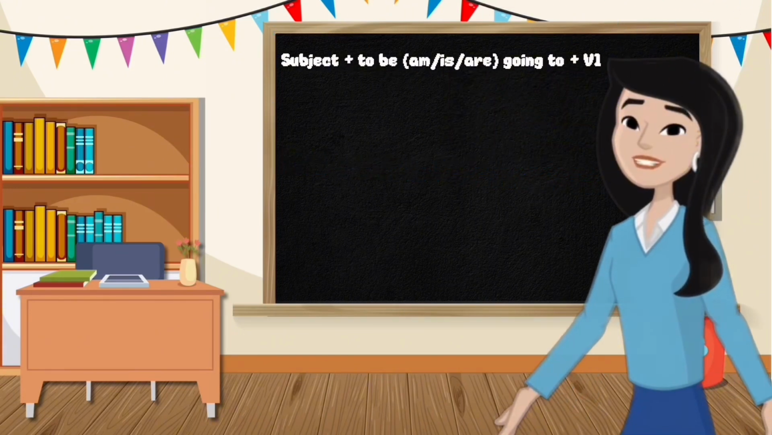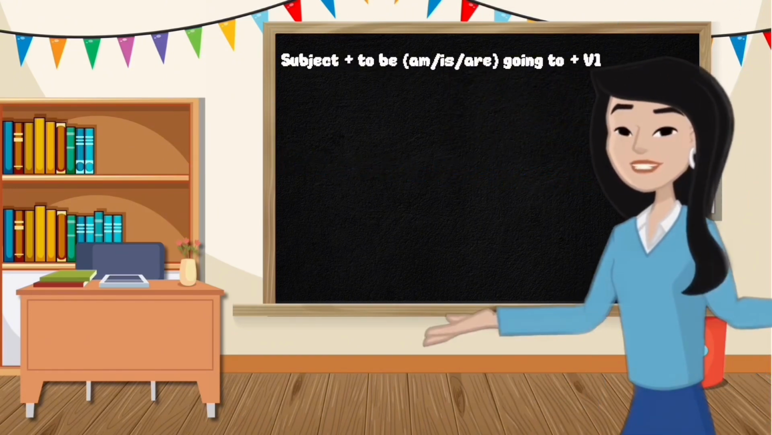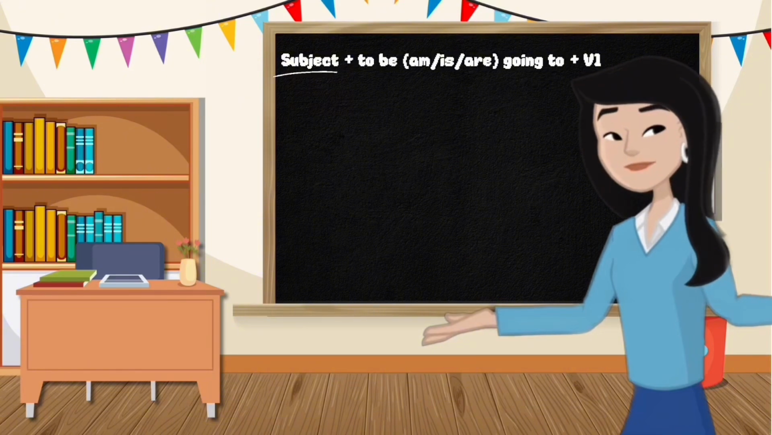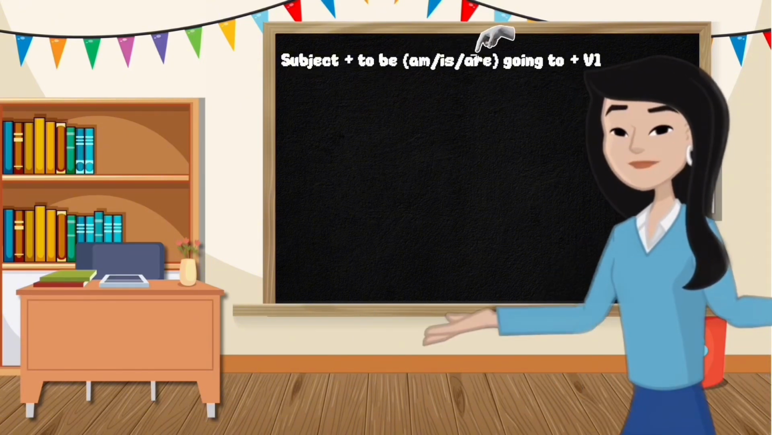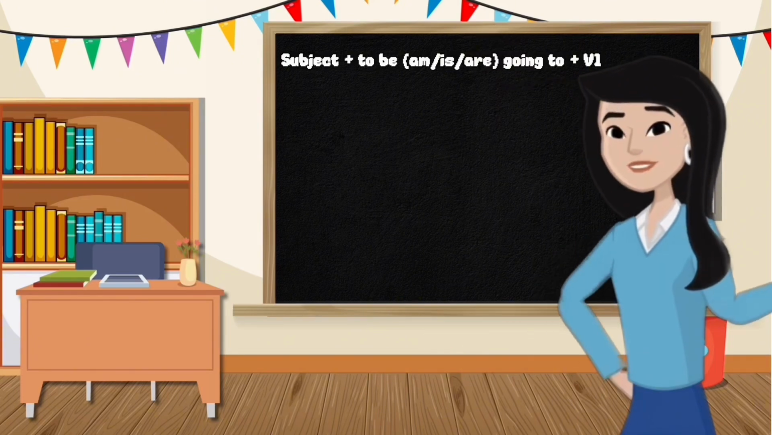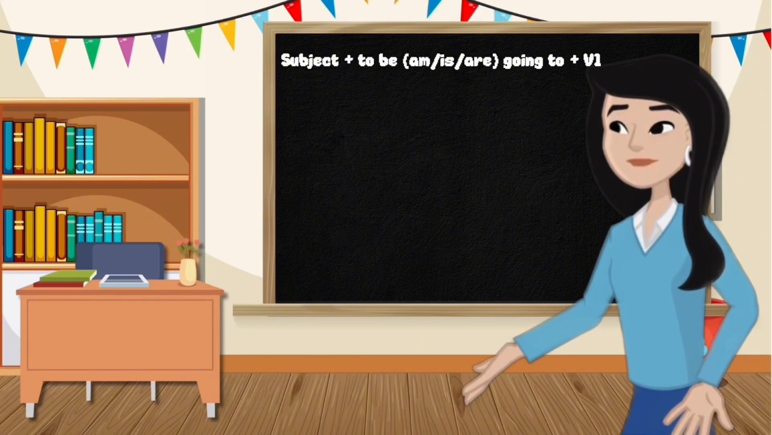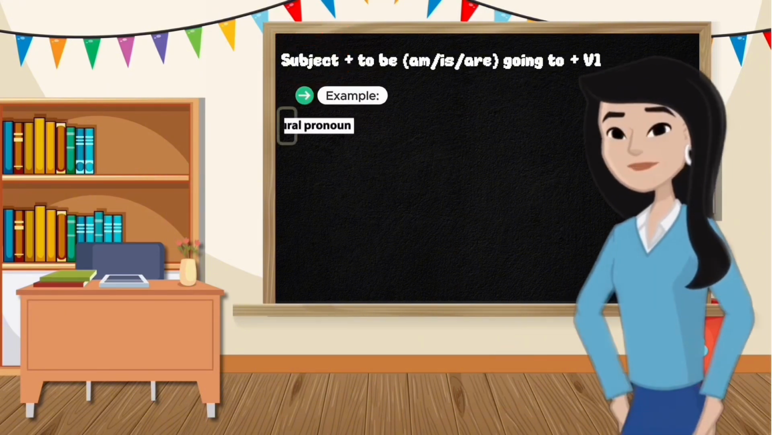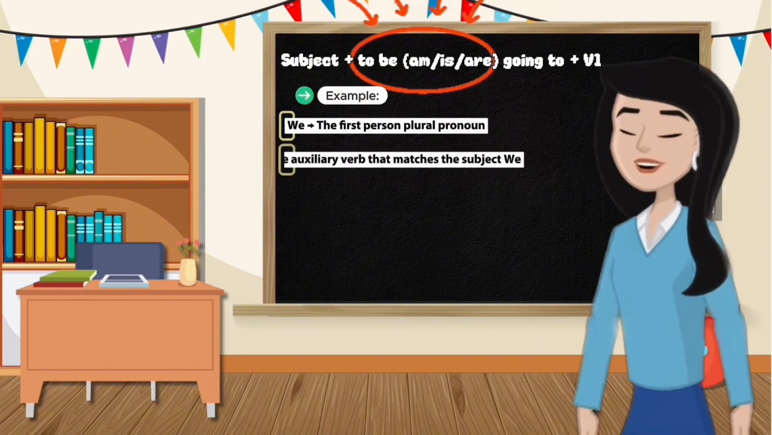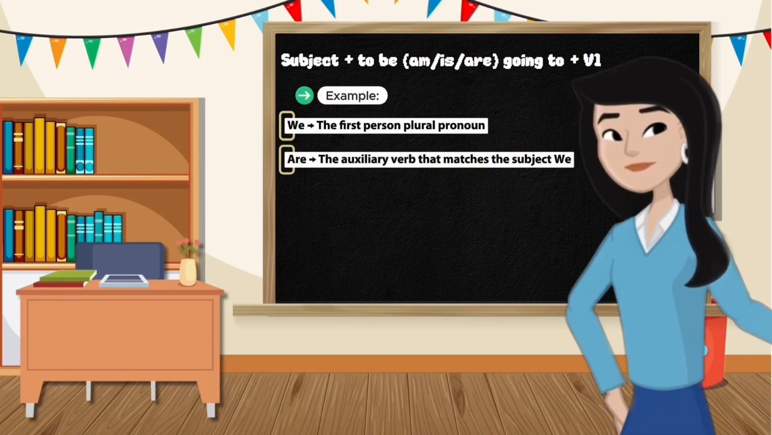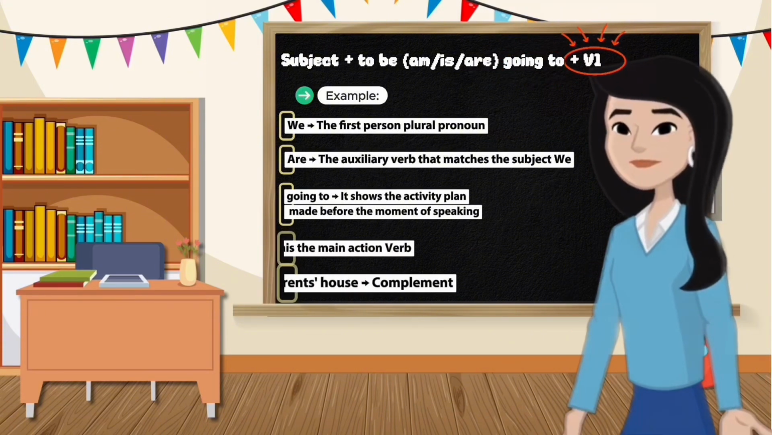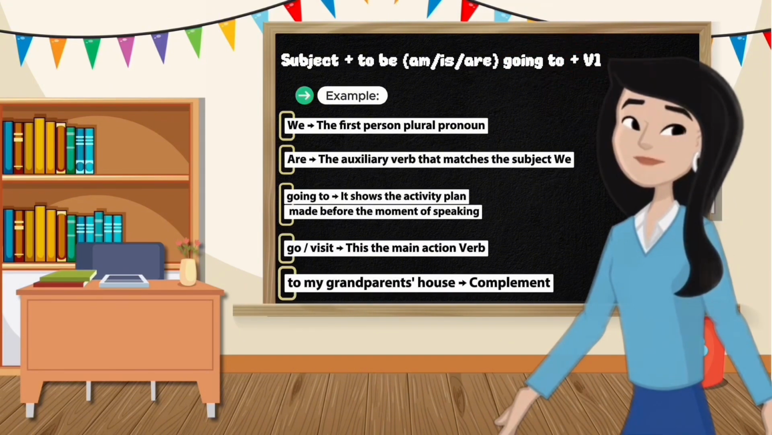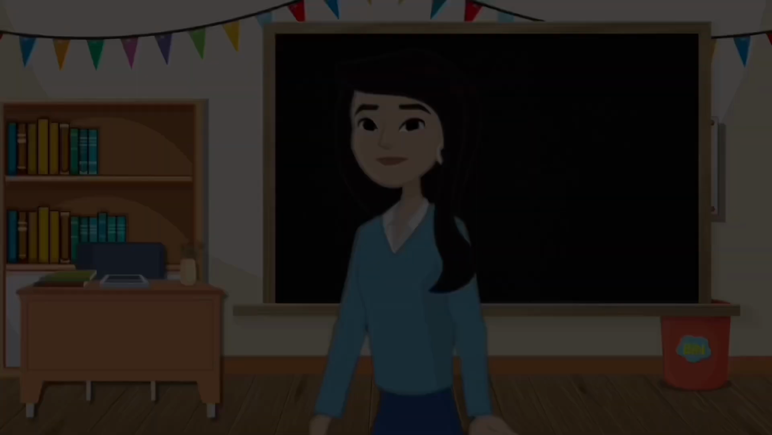Now, let's look at the second formula. The second formula is subject plus to be, like am, is, or are, plus going to, plus verb 1. Just like the first formula, we begin with the subject, then we choose the to be depending on the subject. After that, we add going to and the verb 1. This formula is usually used when we already have a plan.